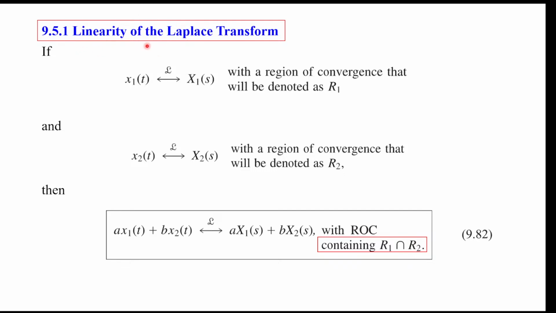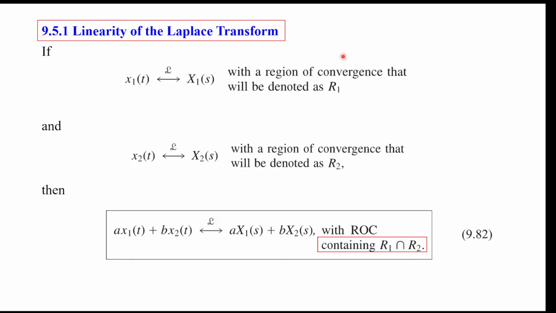In linearity, we have that if small x1 Laplace transforms to big X1, and small x2 Laplace transforms to big X2, then a linear combination of small x1 and small x2 Laplace transforms to this linear combination of big X1 and big X2. This part is very familiar, since all four different types of Fourier transform pairs have this kind of linearity property. But now we need to think about how the ROC changes when we do a linear combination between big X1 and big X2.